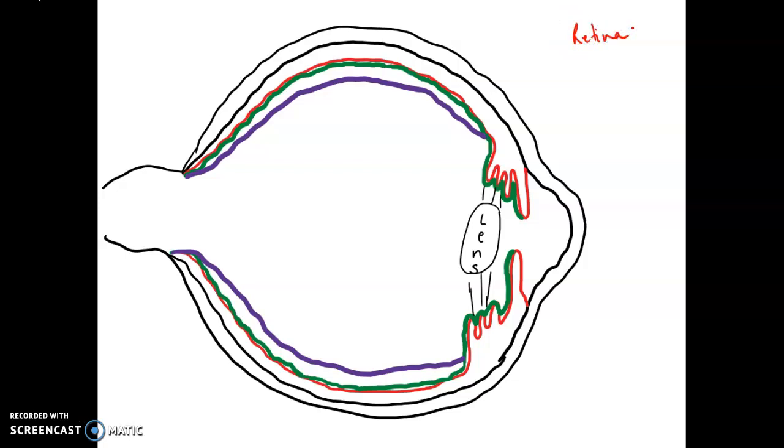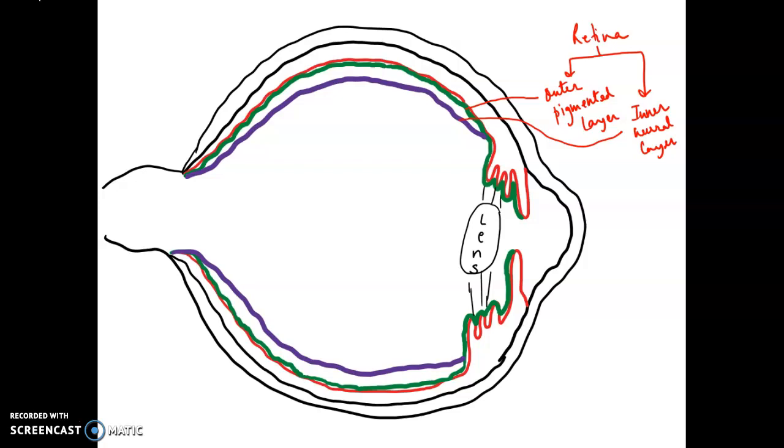The retina has two layers, as you see. The green one is called the outer pigmented layer. And the purple one is called the inner neural layer. So retina, the green area is the outer pigmented layer, and the purple one is the inner neural layer. I'm really sorry, class. I don't know why I cannot change color, but yeah, so everything is written in red.